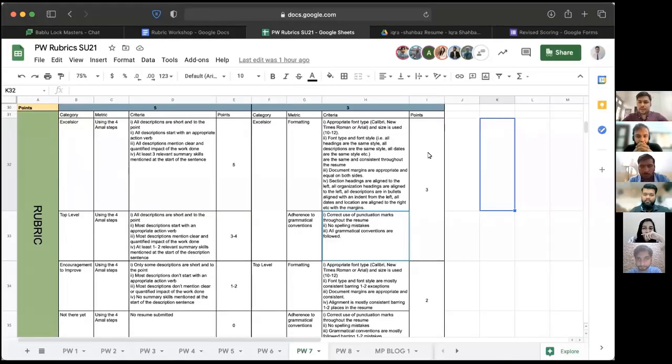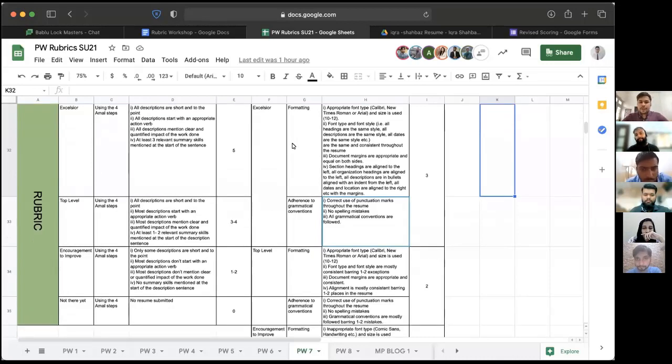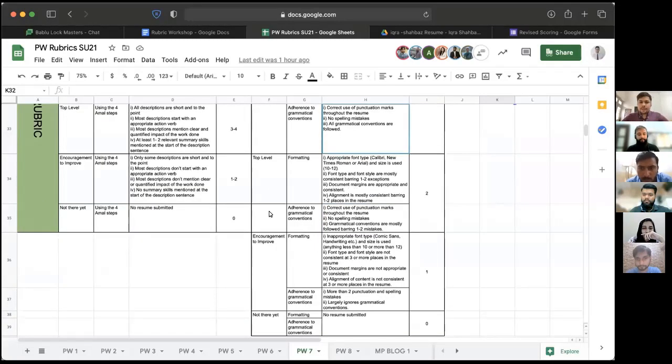Can everybody see the rubric? Yes. Okay. So we know that she's not getting an Excelsior. So the thing at the end is K 3, she's either getting a top level or she's getting this over here. Ab iske andar, how do we define which one should we give her?